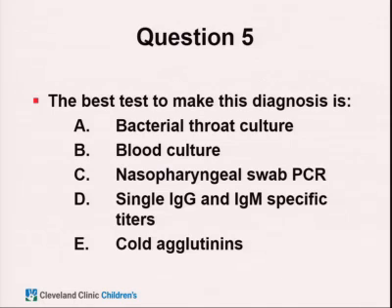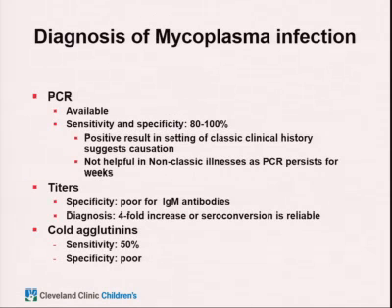All right, so the right answer is C, actually nasopharyngeal swab PCR, and this is why. PCR for Mycoplasma pneumonia is now available. The sensitivity and specificity appear to be very good, 80 to 100%. And what they say is that a positive PCR from the nasopharynx with a classic clinical history suggests causation. You have to be careful because the PCR test can persistently be positive for weeks to months. So you really need a classic clinical history to go with it, okay?